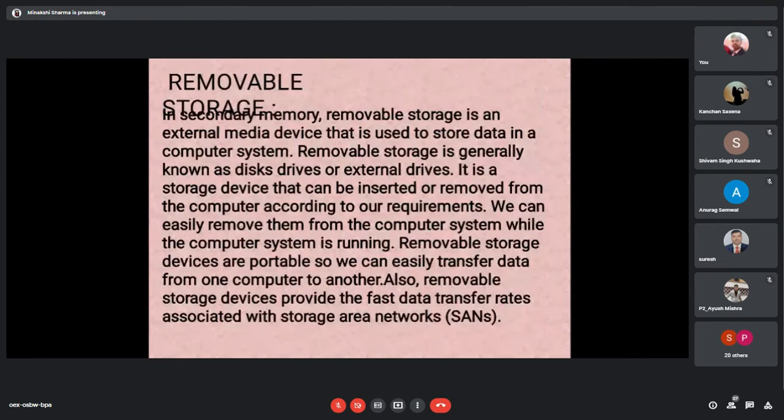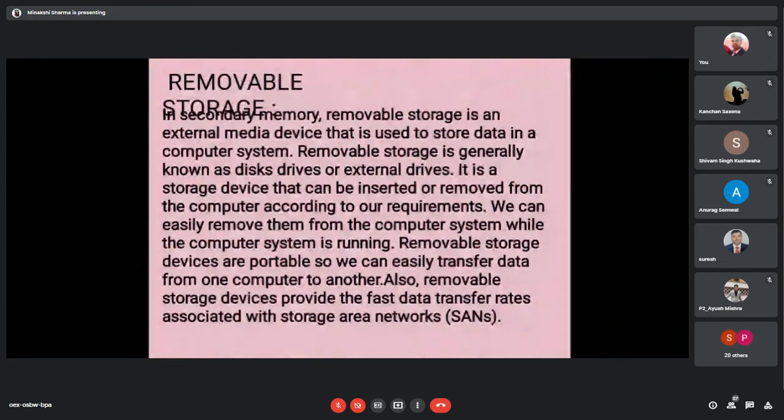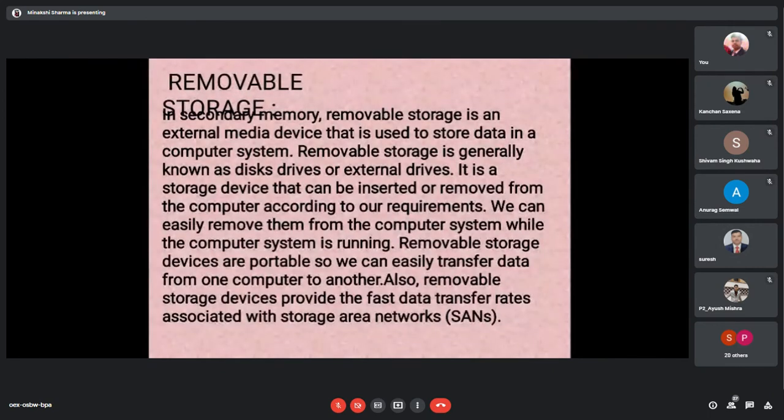The second type of storage device is removable storage. In secondary memory, removable storage is an external media device that is used to store data in a computer system. Removable storage is generally known as disk drives or external drives. It is a storage device that can be inserted or removed from the computer system according to our requirements. We can easily remove them from the computer system while the computer is running.